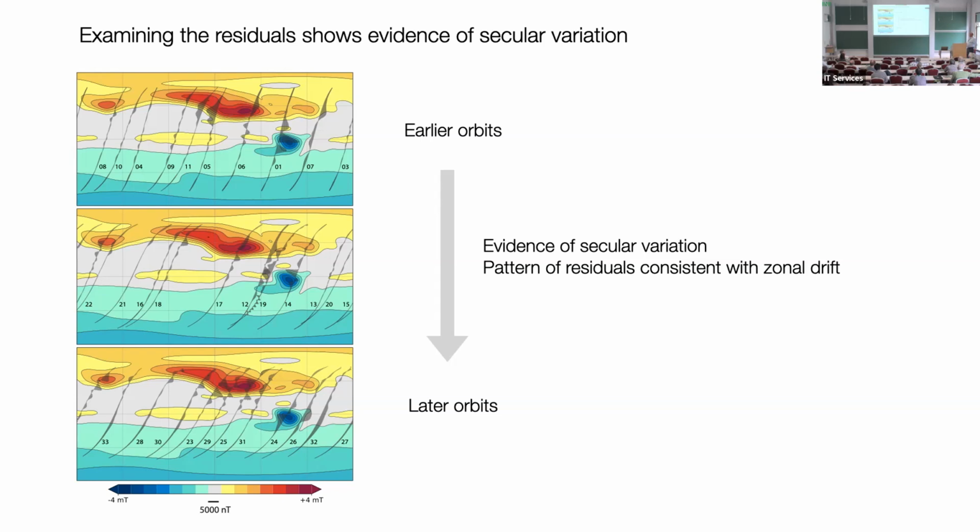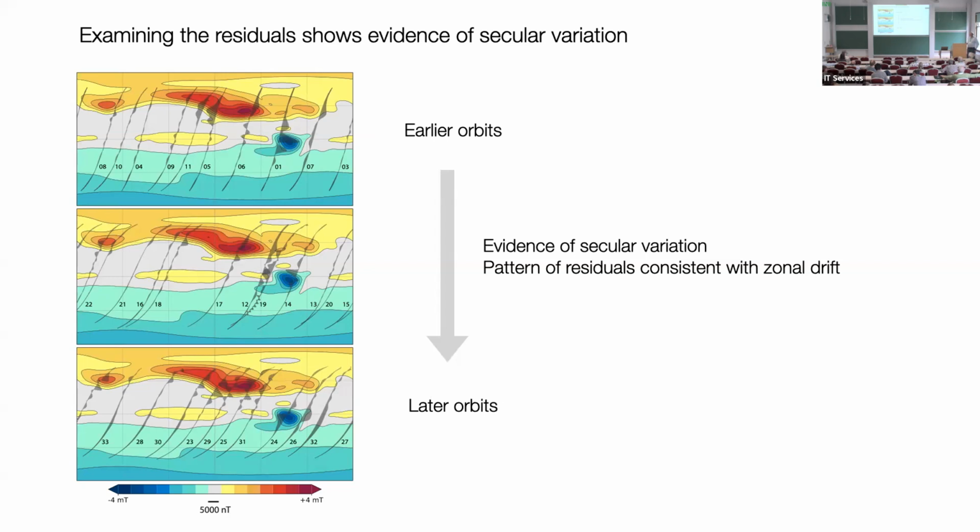What's different in the 3? Yes, it's the same background field model in all. So we've solved for a single field model, not changing with time, for the whole 32 orbit data set, and then looked at the residuals of that field model, the field model that's plotted in the background, to the data along each track. And we see a systematic change in the sign of the residuals with time.